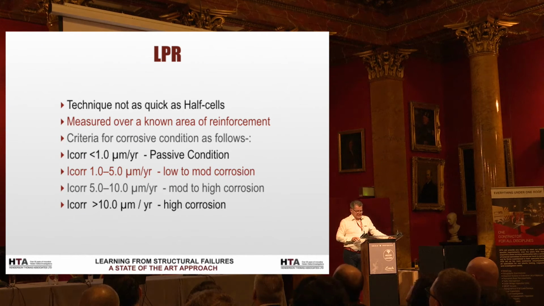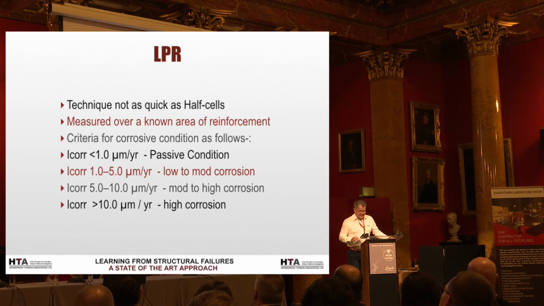Very briefly, it's not as quick as a half cell. A half cell is a virtually instantaneous reading. Because we're trying to shift the potential on the reinforcement, this takes 60 seconds. So on a standard 2x1 grid, you've got 15 readings, which would take you 30 seconds with a half cell. This will take you a minute, so we tend to do fewer readings with this. And this is a table of what's called an icorr reading, in micrometers per year, which is micrometers of corrosion product that's being produced on the bar.